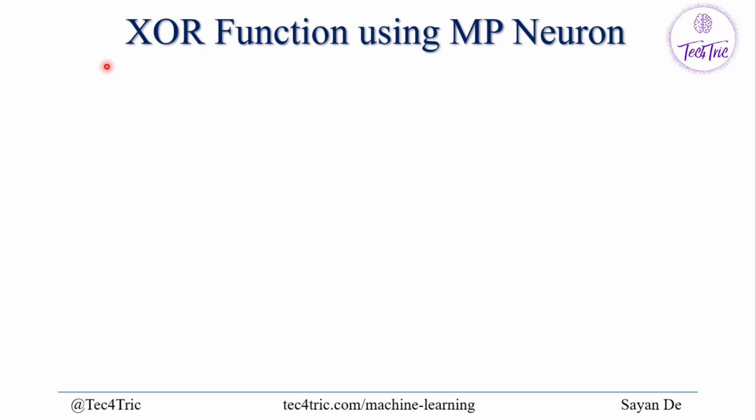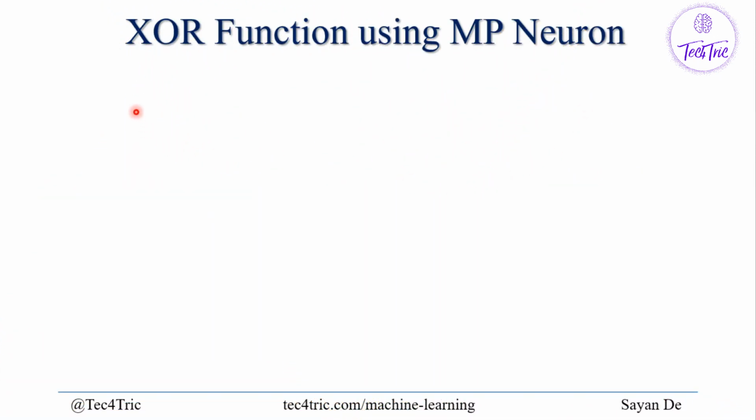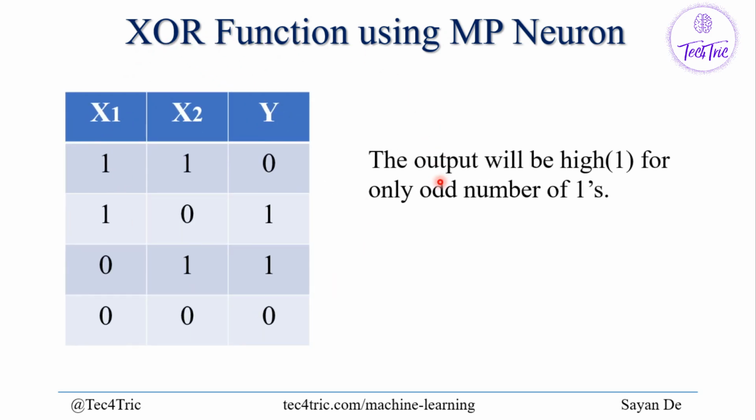So let's see how to implement this XOR function using McCulloch Pitts Neuron. First of all, we have to draw the truth table for the XOR function. So here is the truth table. The XOR function says that the output will be high, or 1, for only an odd number of ones. Here we have x1 and x2 as the inputs and y is the output. 1 1, 1 0, 0 1 and 0 0 are the inputs. So for 1 1 it will be 0, for 1 0 it will be 1, for 0 1 it will be 1, and for 0 0 it will be 0.